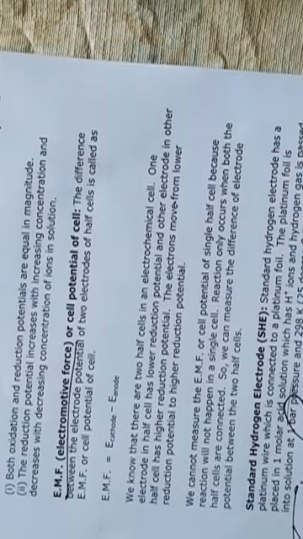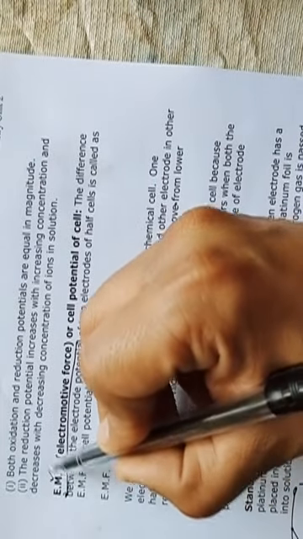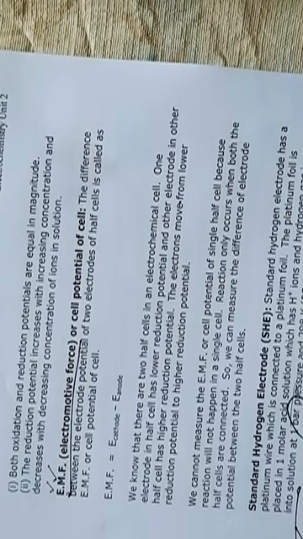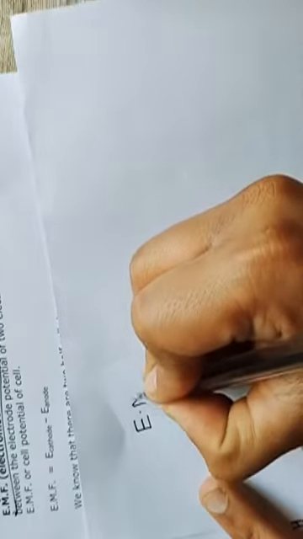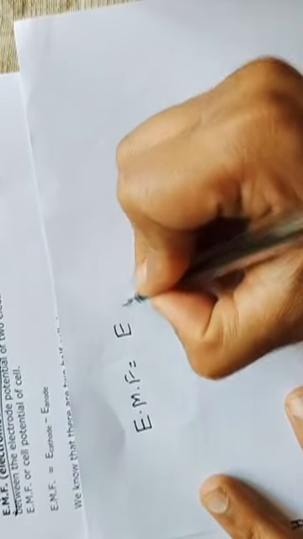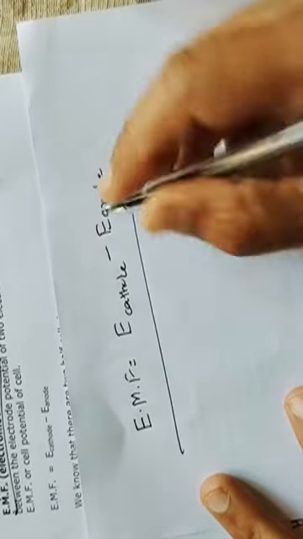Okay, and one more thing here is EMF, or EMF is known as electromotive force. Means the force required for the movement of electron. EMF, the force by which the electrons move in a cell. Now how will you calculate the EMF of a cell? For example, the formula is EMF equals E cathode minus E anode. E cathode minus E anode, it is the formula of EMF.